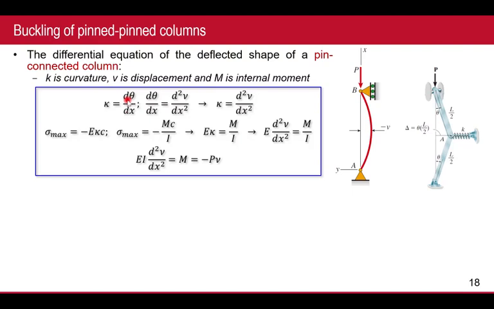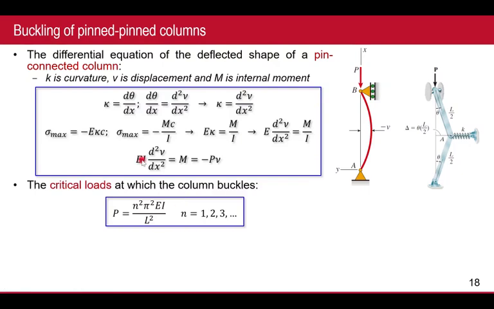That means we can go further. Kappa is equal to the second derivative of displacement v with respect to x. Remember, this is for the linear material. Of course, sigma for the material is equal to E epsilon. We learned this also in lecture 4, okay? So sigma max will equal to M c over I. We can put it all together and get this equation. That means we can use math to work out this equation.